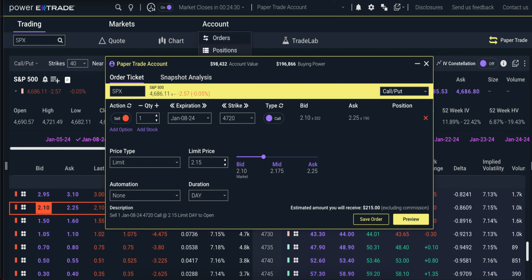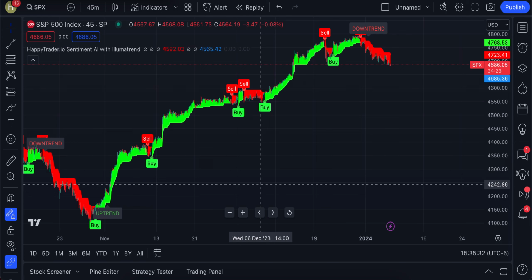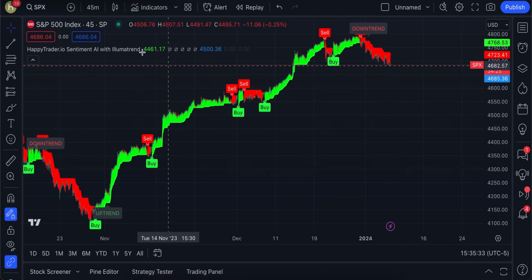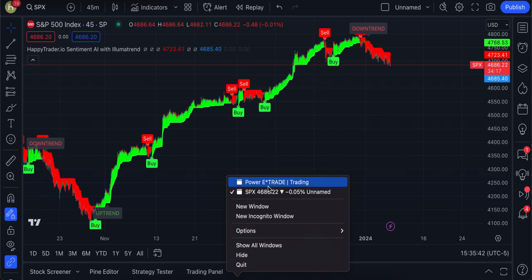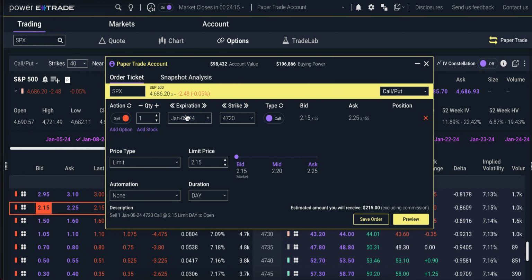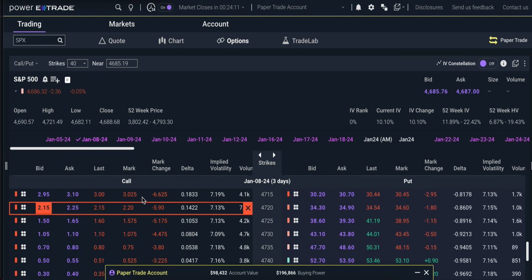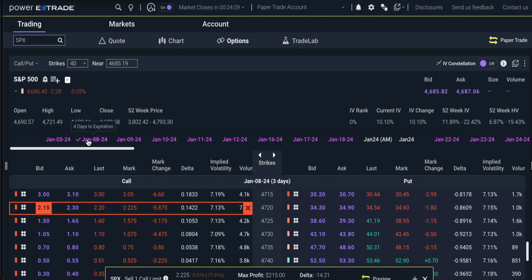If you're using Happy Trader signals and you're seeing, oh man, there's a downtrend and I have the alert on the 45-minute chart, what are some options that I can do besides just puts, right? What are some strategies? And this is one of them. So let's just go back to the options chain. You can sell further out of the money when there's more time on the clock, right? So that's kind of cool.